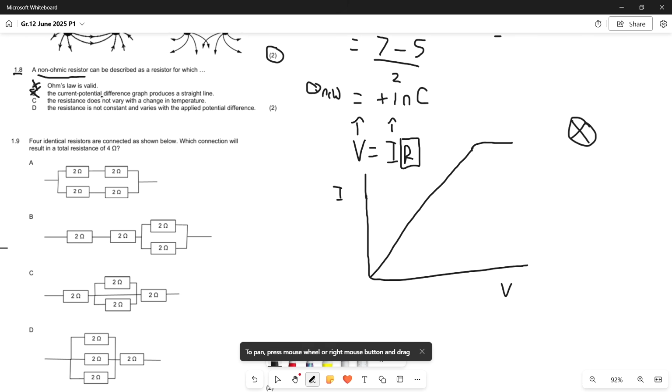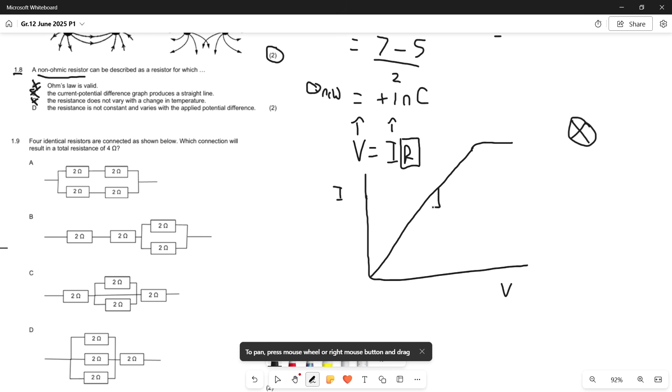C then, the resistance does not vary with a change in temperature. That is also not true, because as it gets hotter and hotter, the resistance gets more and more. So therefore the resistance does not vary with a change in temperature. This is also not true for a non-ohmic resistor, which means we have eliminated the first three, which means D, the resistance is not constant. That is true, as we can see here, because this graph over here tells us resistance.